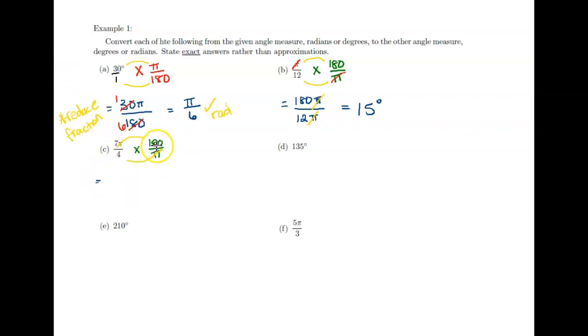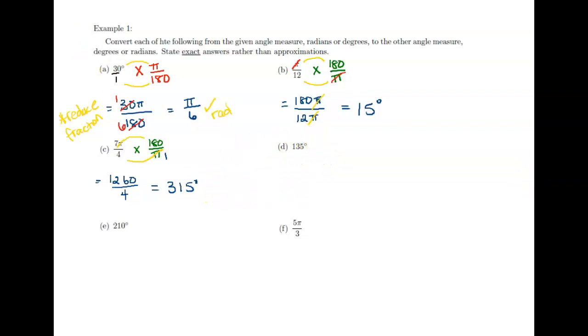7 times 180 is 1,260. And 4 times the 1 that's left on the bottom is 4. And 1,260 divided by 4 leaves me with 315 degrees.